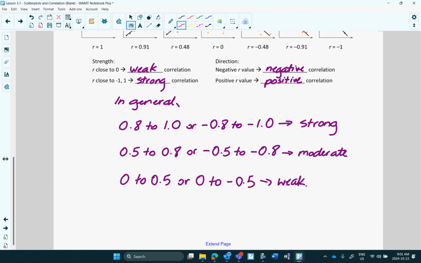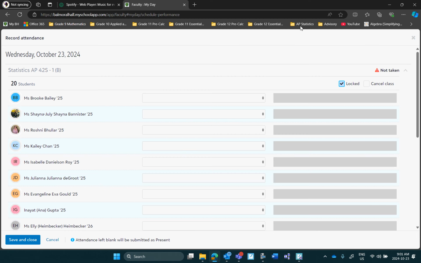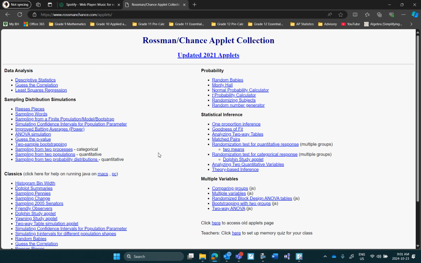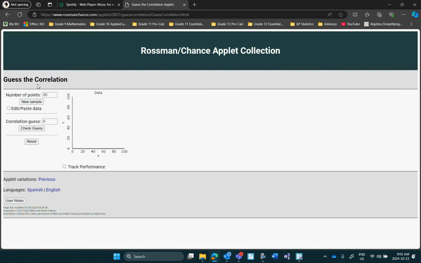I want to see if I have this. Sorry, I'm just changing here. Yeah. There we go. Okay, so here. Give me a number that represents this correlation. What do you think your guess would be?